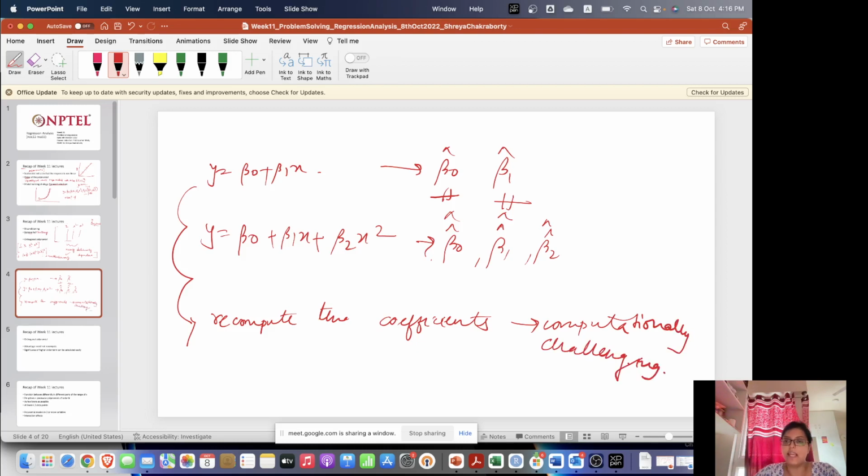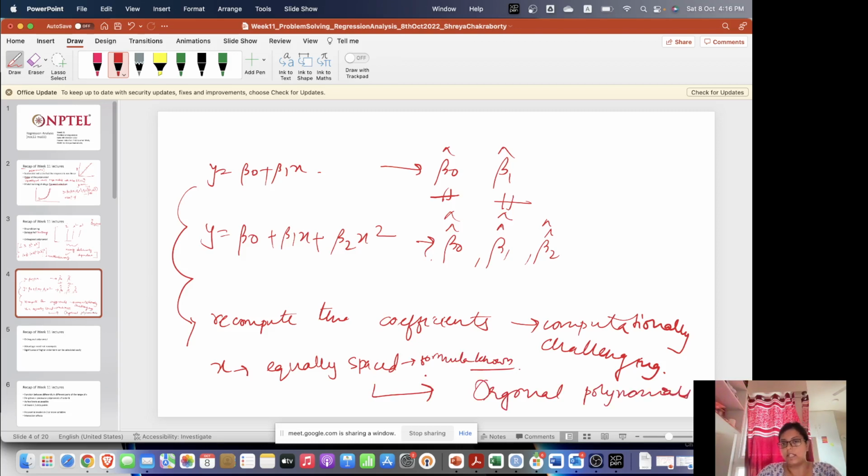And that is why, if the x's are equally spaced, or otherwise, we know the formula for this one, then we could go for fitting orthogonal polynomials. Even if it is not equally spaced, it can be done, but we are not aware of a ready-made formula as we are when the x's are equally spaced.